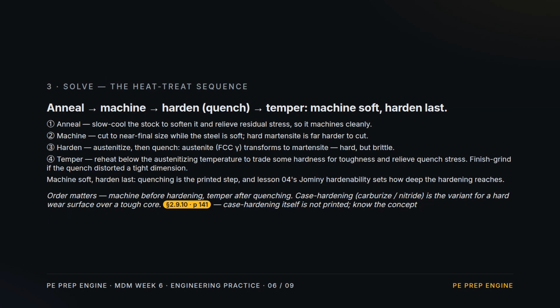Solve. Part 2. The heat treat order. Anneal first to soften and relieve stress so it machines cleanly. Machine to near final size while it's soft. Then harden. Austenitize and quench to martensite, hard but brittle. Finally temper. Reheat below the austenitizing temperature to buy back toughness. Machine soft, harden last. Case hardening is the variant when you want a hard surface over a tough core.